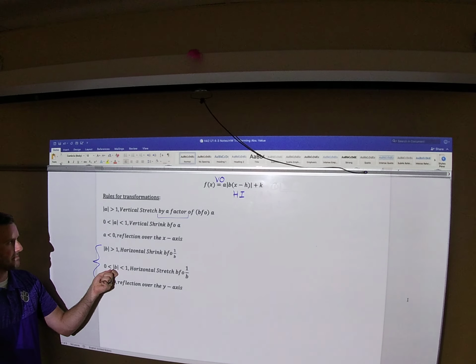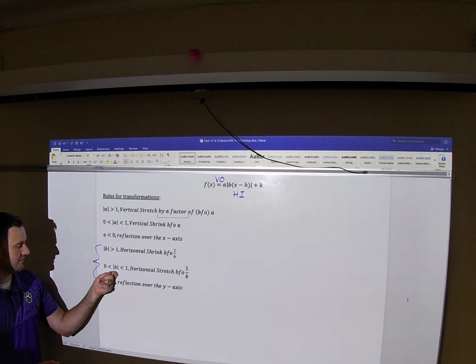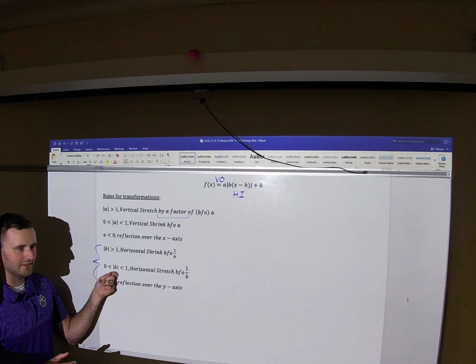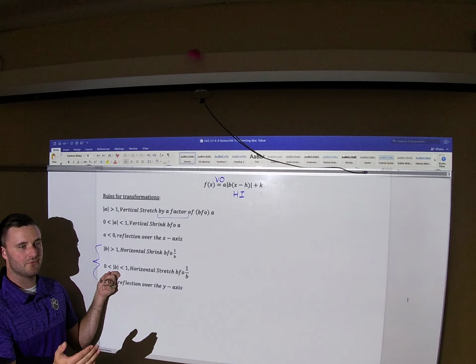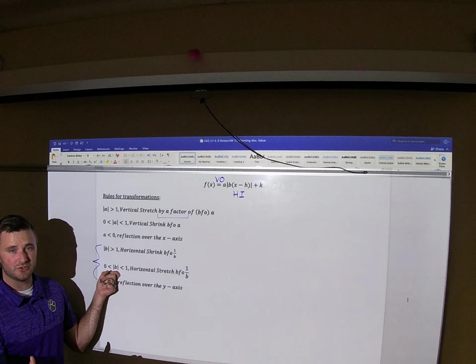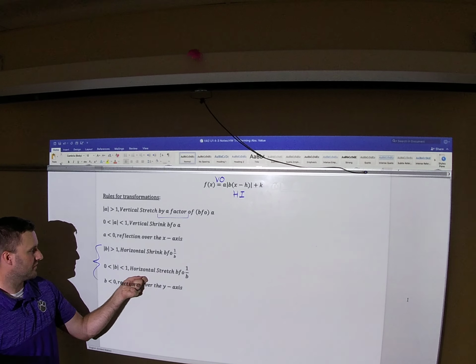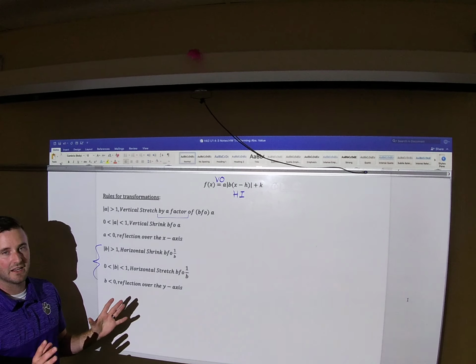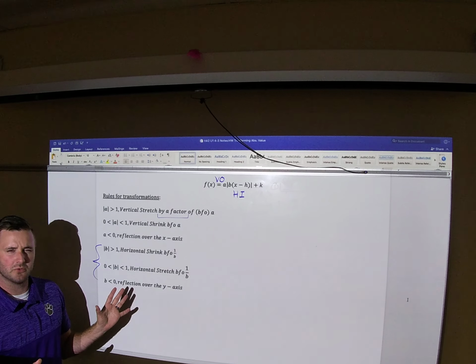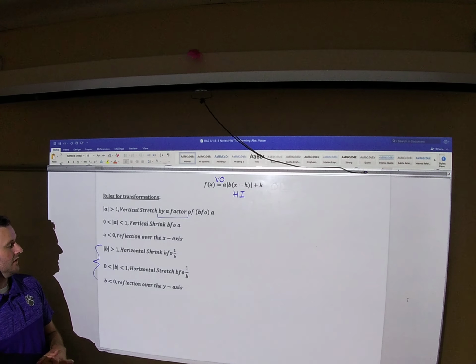But I want you to be careful. When we see a fraction, technically, not all fractions are in between 0 and 1. Like I could give you a fraction that's 5 over 4. That's technically 1.25. So that wouldn't really be a horizontal stretch. It would actually be a horizontal shrink because it's larger than 1. I'm not going to ever give you a fraction that's greater than 1. I don't think your teacher would do that either, I hope.